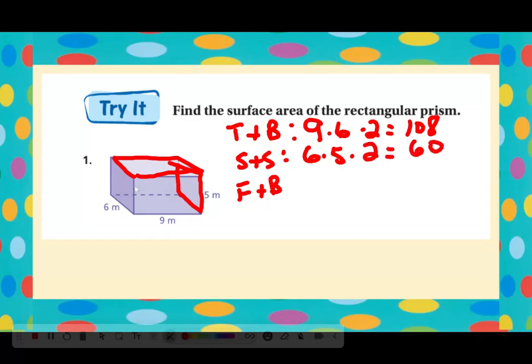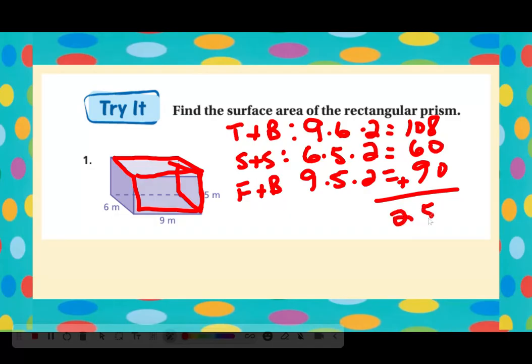And then we have a front and a back. 9 times 5 times 2, which is 90. Let's add all of them up, and you will get 258 meters squared of material or paint, whatever we need for this rectangular prism. Great job.